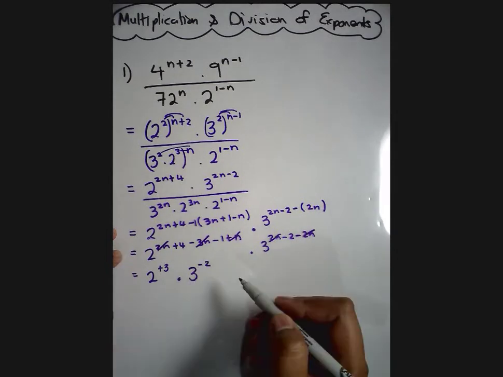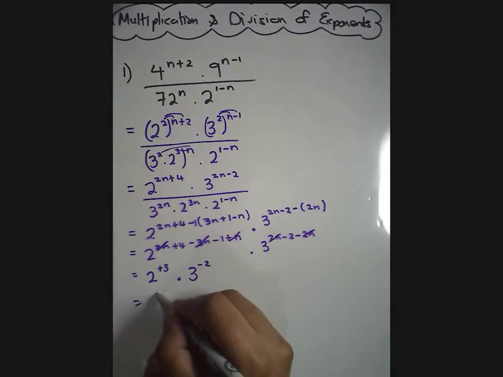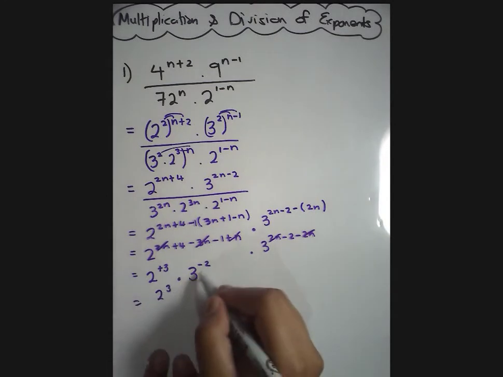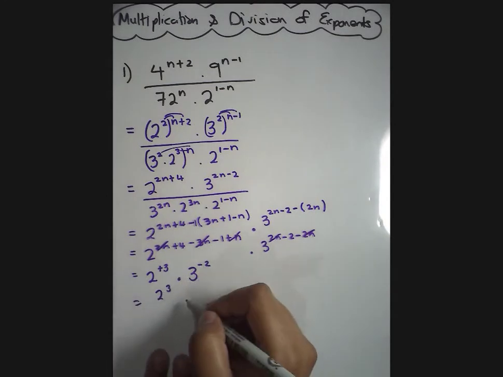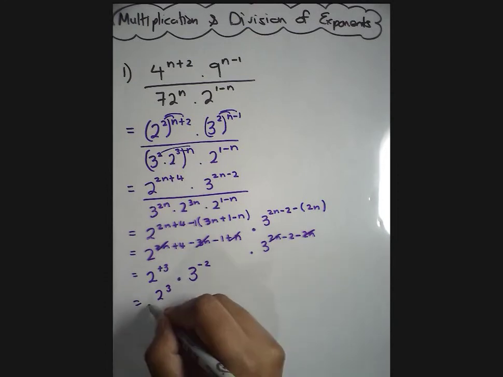Now your final answer must never ever be in negative exponents. They always want it to be in positive exponents. So your final answer is going to be 2 to the power of 3. Now remember, when this is a negative, it goes to the bottom. If it was at the bottom and it was a negative, it would have gone to the top. So now it'll be 3 to the power of 2.